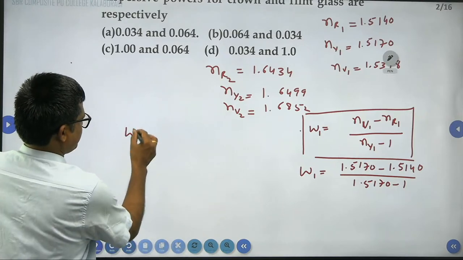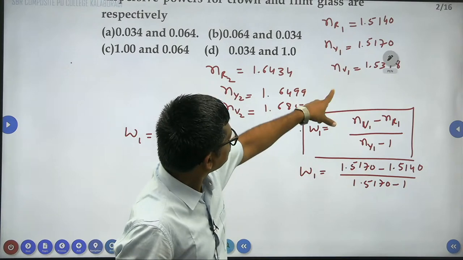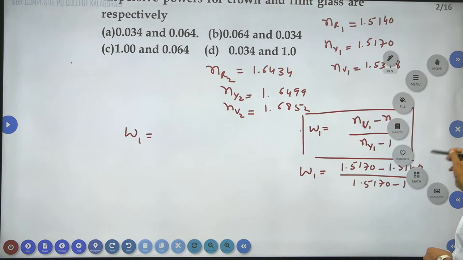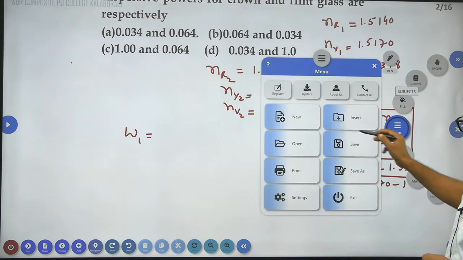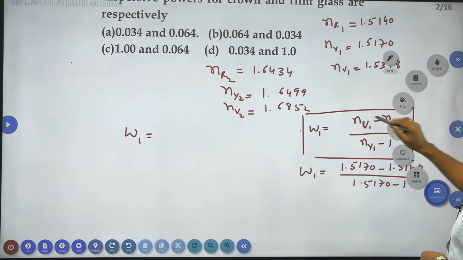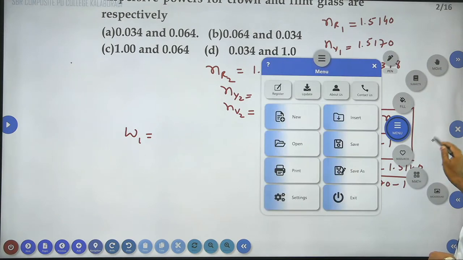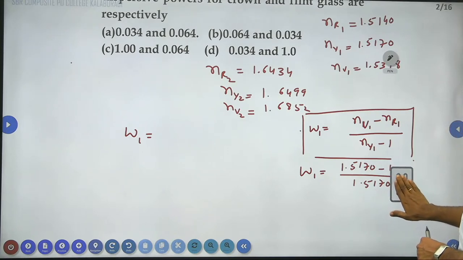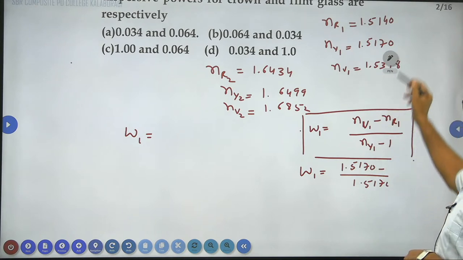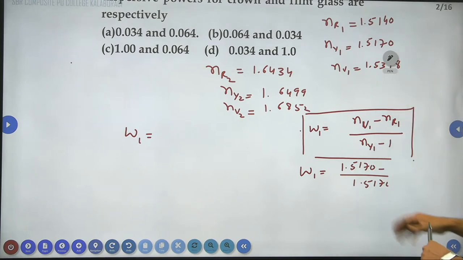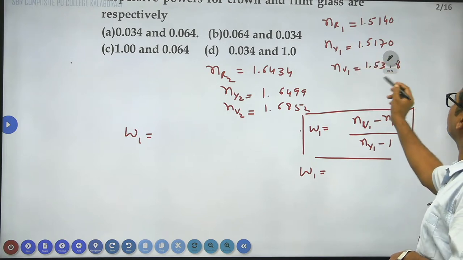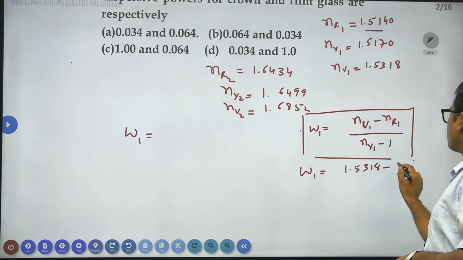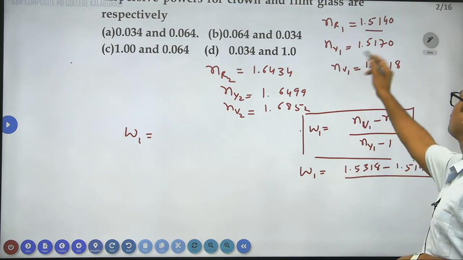So, let me tell you here, omega 1 is equal to, just subtract it. For nV1, what is the value? 1.5318, right? Let me write once again, see carefully. What is nV1 here? 1.5318. Got my point? Then nR1 is what? Minus 1.5140, divided by the mean refractive index, which will be 1.5170 minus 1.